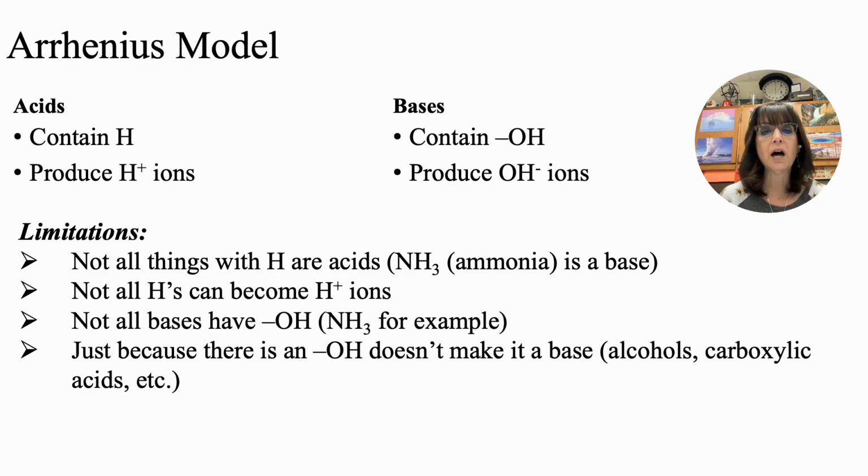Again, limitations: not all things with H's are acids. NH3, that's actually a base. You don't even see an OH in there. Not all H's can become H pluses. Not all bases have OHs. I mentioned that. And just because there's an OH doesn't make it a base. So as you saw in the Arrhenius model, it's pretty basic. If you give away hydrogen ions, you're an acid. If you give away hydroxide ions, OH negative, you're a base. Well, as you saw, that leaves a lot of things out and there's a lot of confusion.